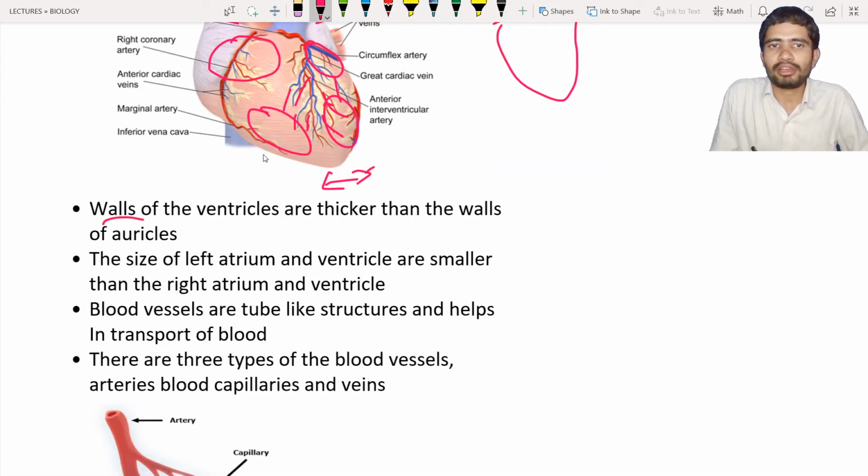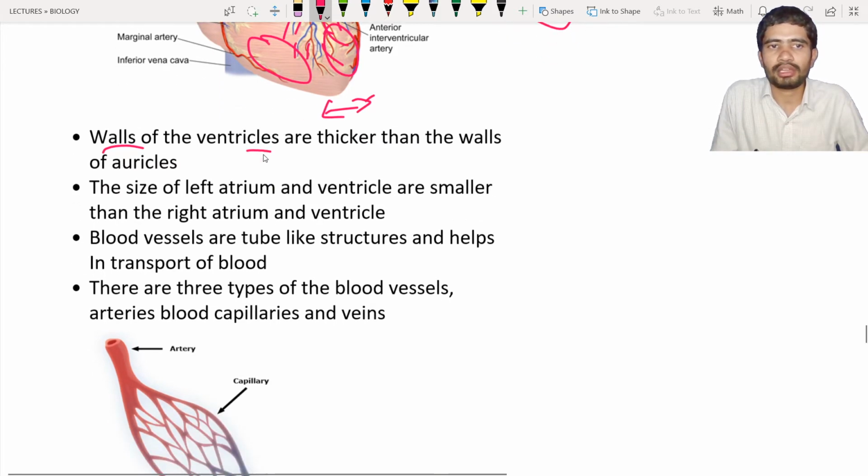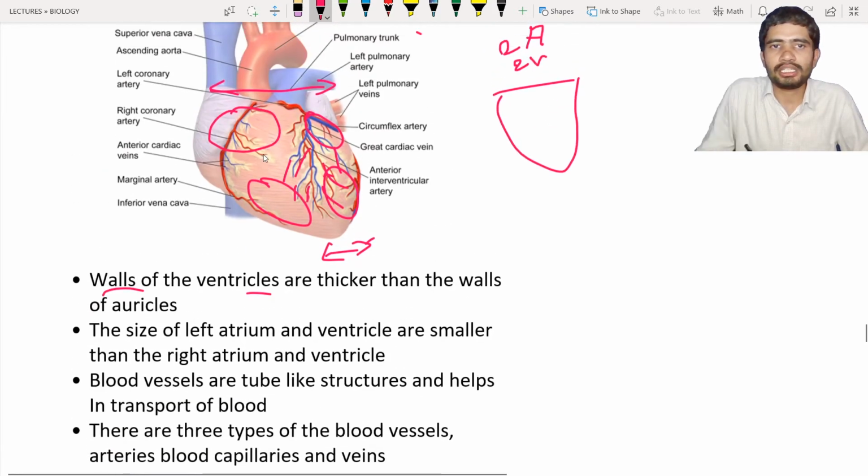The walls of the ventricles are thicker than the walls of the auricles. What is meant by ventricle? What is meant by auricle? Here you can see the upper two chambers are known as auricles. The walls of these auricles are narrow, not stronger. While the walls of the ventricles are stronger, so that they can withstand the pressure exerted by the ventricles.